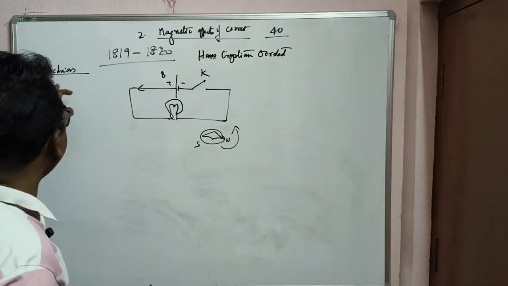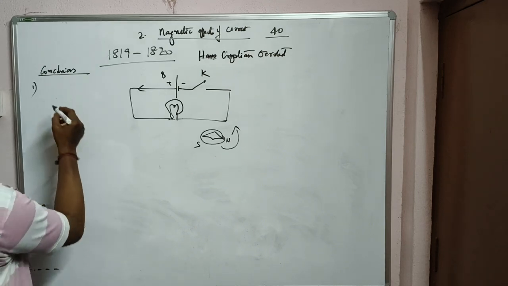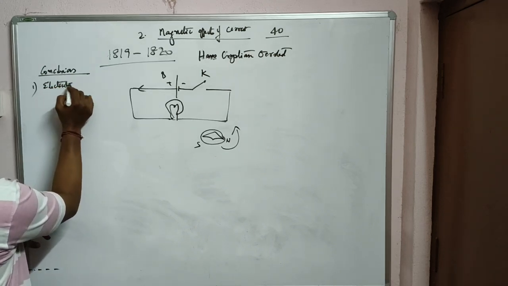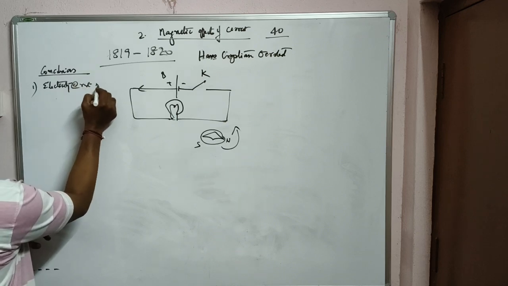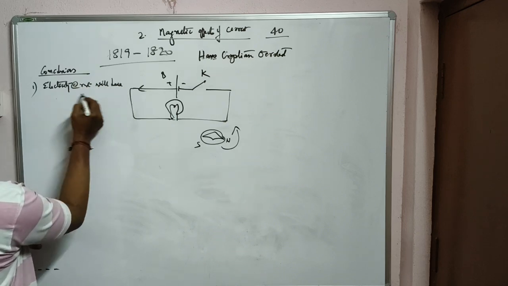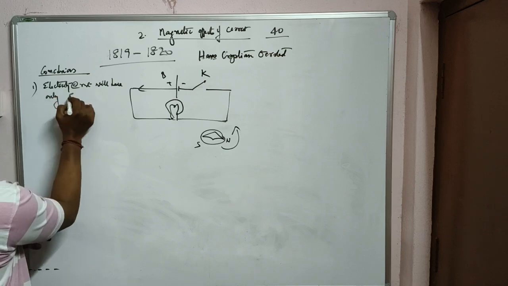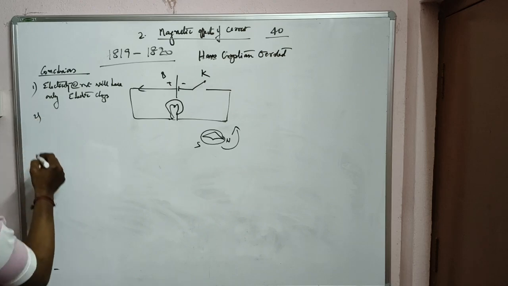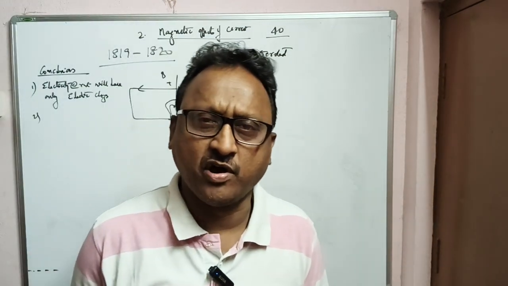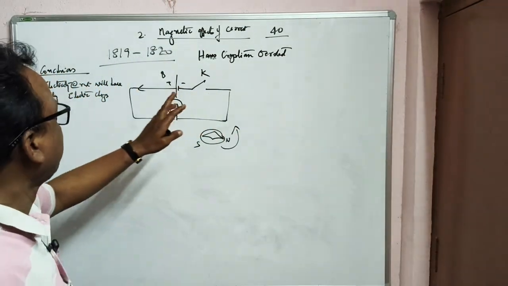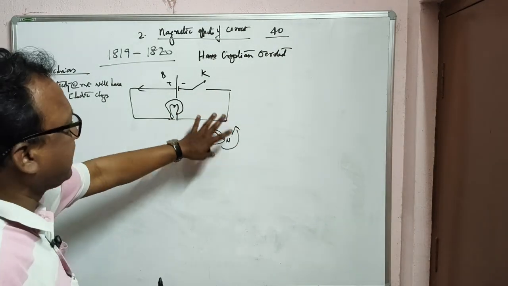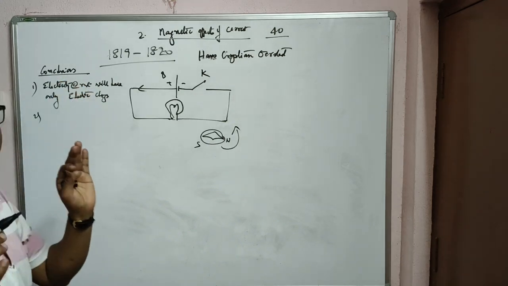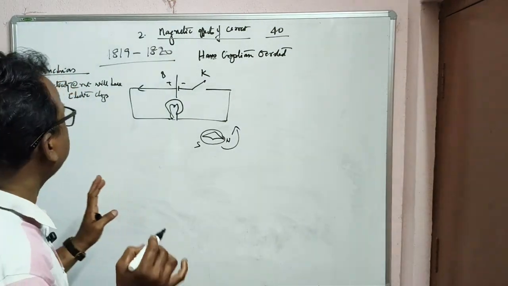What are those conclusions? First one, he thought in his mind, electricity at rest will have only electric charges. That was the first thing Christian Ørsted concluded in 1820 from this experiment. It was accidentally discovered actually. That means electricity at rest will have only electric charges, only electric fields.